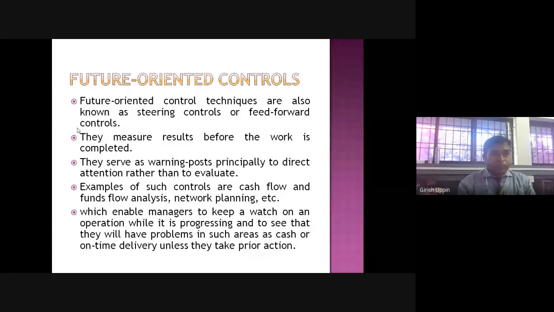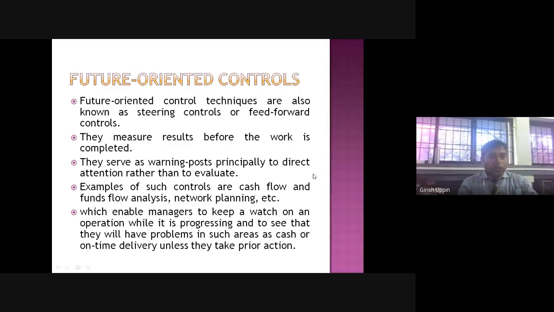Okay, and the future oriented control technique is also called steering controls, or steering into the right direction, or feed forward control. They measure the results before the work is completed. So even before the work is completed, we can have several stages that can be checked. At several stages you will set the standards. If at that particular stage it meets that standard, then it is assumed that it will be completed without any problem. They serve as a warning post, principally to direct attention rather than to evaluate.